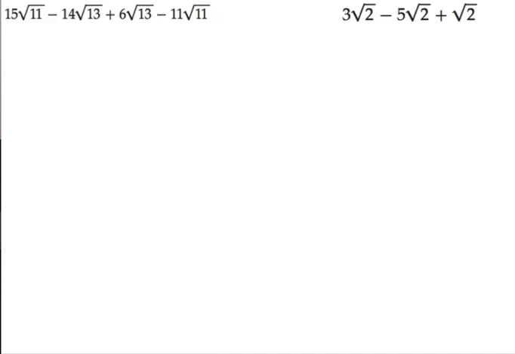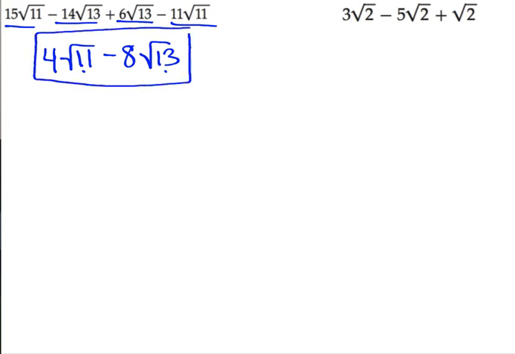Okay, 5 square roots of 11 minus 14 square roots of 13 plus 6 square roots of 13 minus 11 square roots of 11. Again, like terms can be combined. 5 and negative 11 make negative 6, so negative 6 times the square root of 11. Negative 14 and 6 make negative 8 square roots of 13. 11 has no perfect square factors, and 13 does not either, so this will not simplify down any further than that.